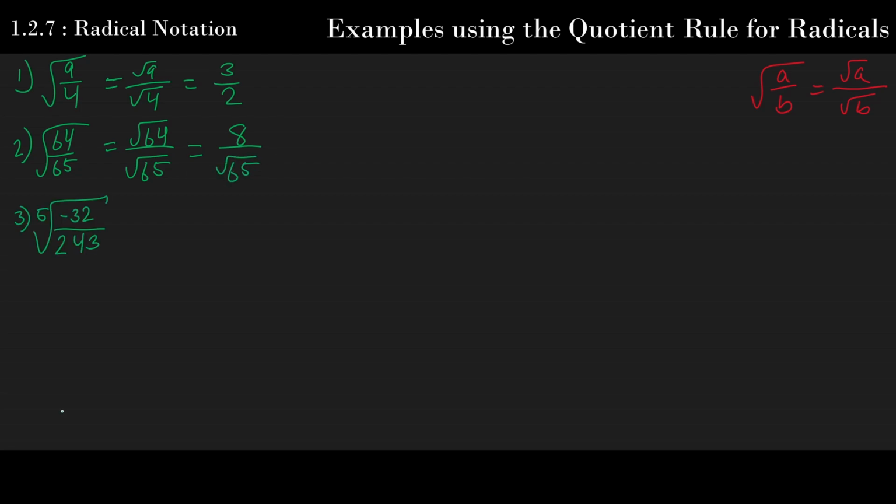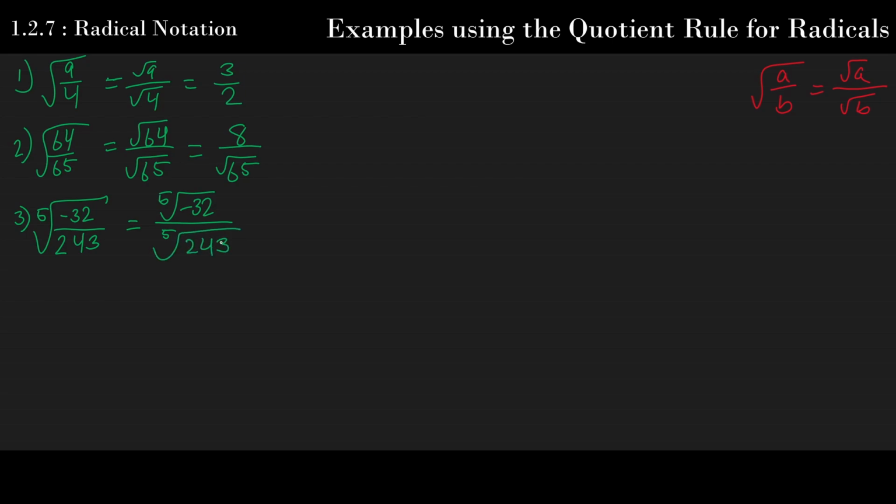Number 3. The fifth root of negative 32 divided by 243. This radical might seem intimidating because of the high index. Not many roots come to mind of the fifth root, not to mention we have a negative number. First, let's use our property. We have the fifth root of negative 32 divided by the fifth root of 243.